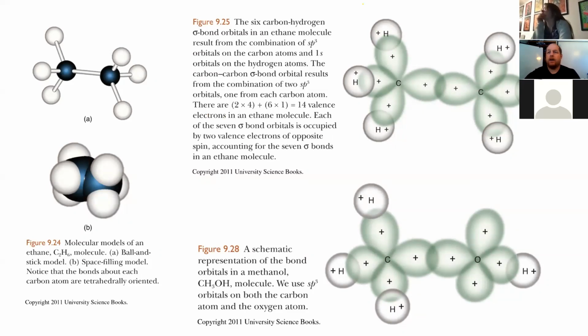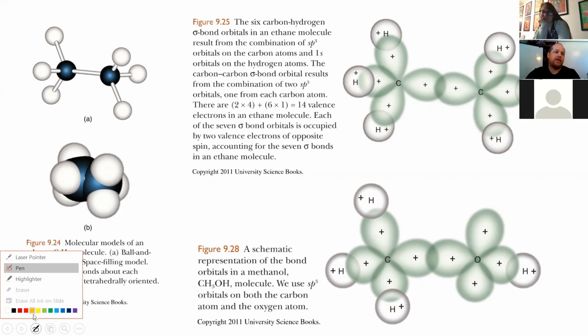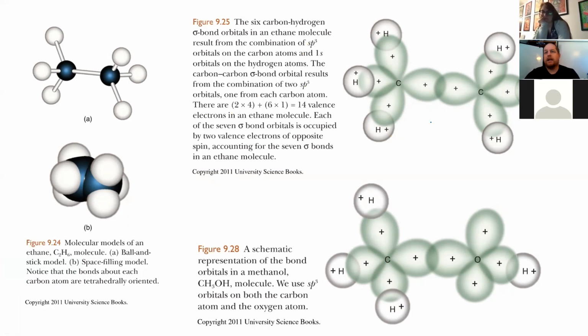Now, if we were to draw out an organic molecule like ethylene, ethane, we'll do ethane. So if I were to look at the molecule up top, this is C2H6. That would have a Lewis structure like this.